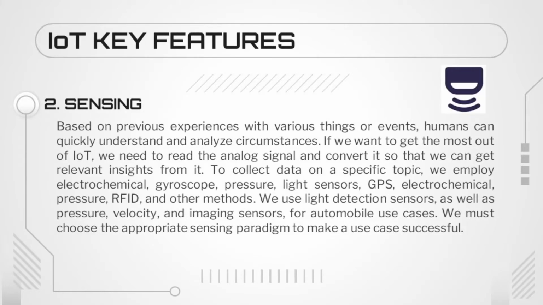Sensing. Based on previous experiences with various things or events, humans can quickly understand and analyze circumstances. If we want to get the most out of IoT, we need to read the analog signal and convert it so that we can get relevant insights from it. To collect data on a specific topic, we employ electrochemical, gyroscope, pressure, light sensors, GPS, RFID, and other methods. We use light detection sensors, as well as pressure, velocity, and imaging sensors, for automobile use cases. We must choose the appropriate sensing paradigm to make a use case successful.